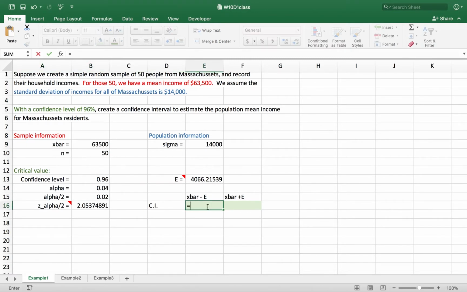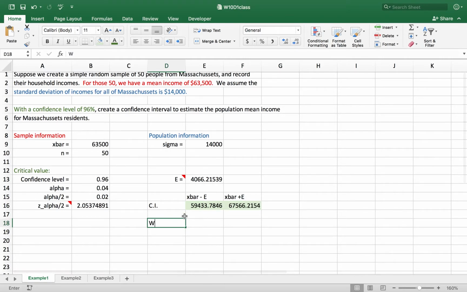So to determine our confidence interval, we're going to take our sample mean, and we're going to subtract this margin of error, and that will be the left-hand part of our confidence interval. And then we're going to take this sample mean and add our margin of error, and that'll be the right-hand end of our x bar. Or sorry, the right-hand part of our confidence interval.